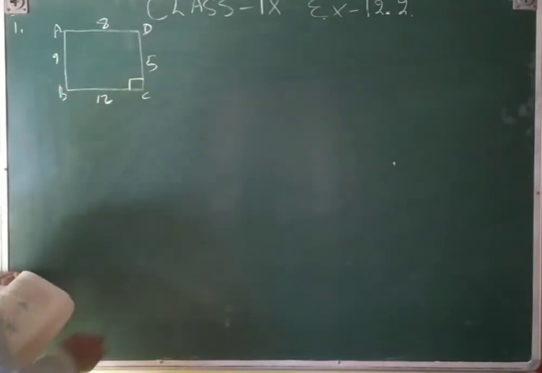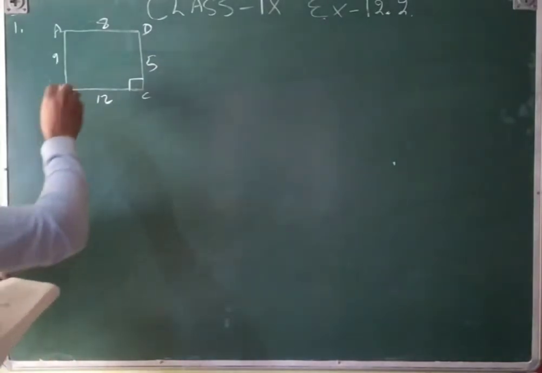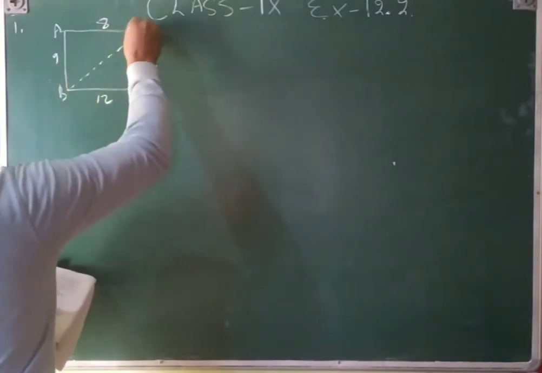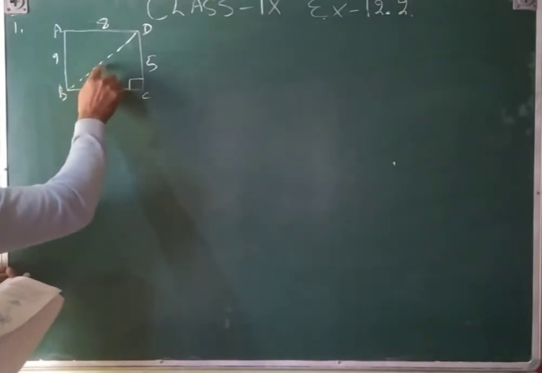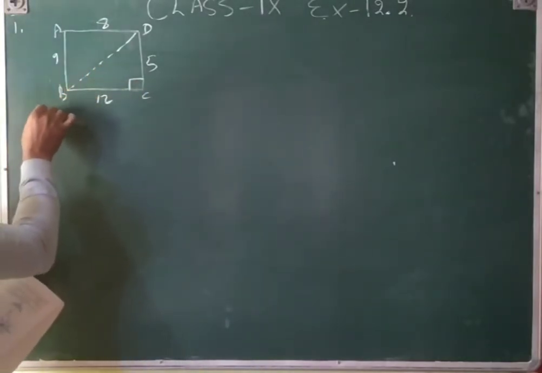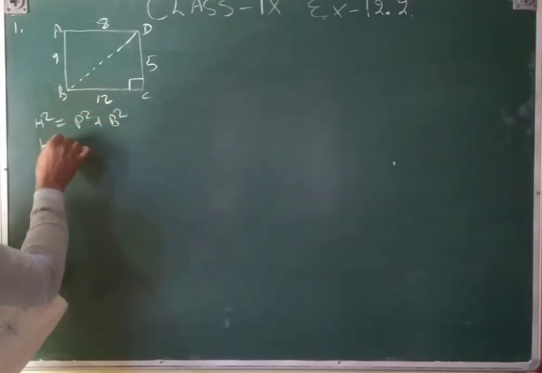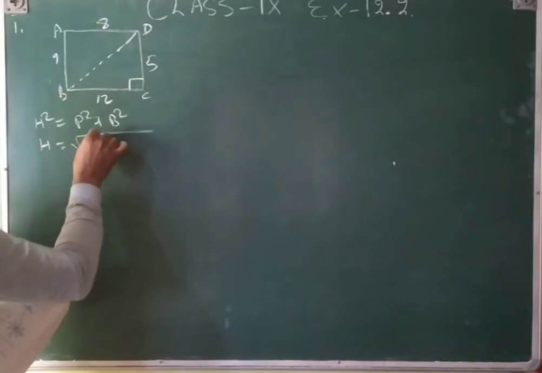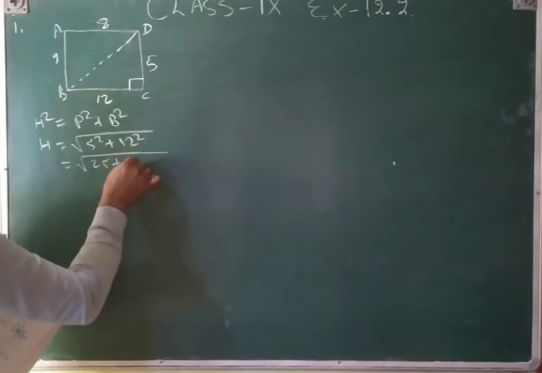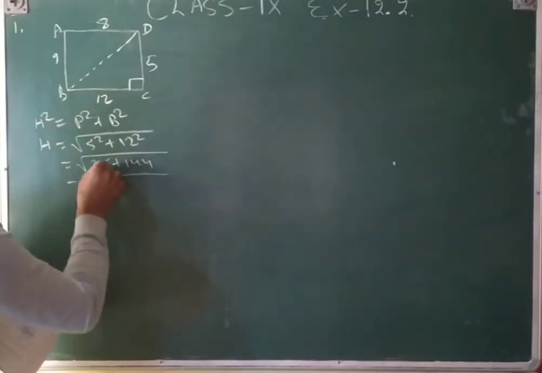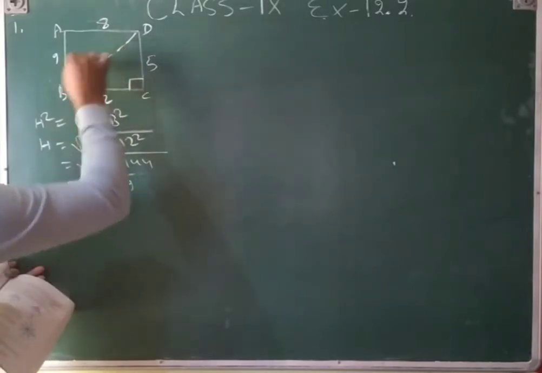equal to 8. So we do not have a formula to find the area of a quadrilateral. So first of all we will draw the diagonal of this one. Why? Because this is a 90 degree angle, so we can find this one easily by hypotenuse. H square is equal to P square plus B square, so H is equal to under root 5 square plus 12 square. So 25 plus 144 will be 169. The square root of 169 is 13. So that is 13.